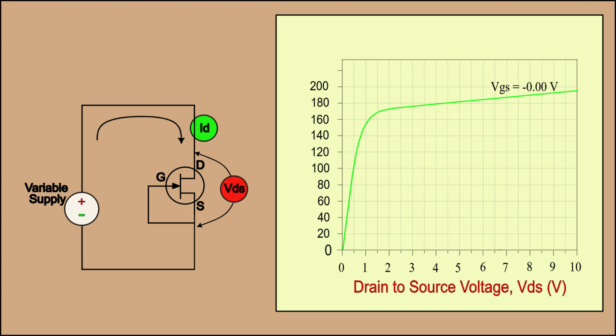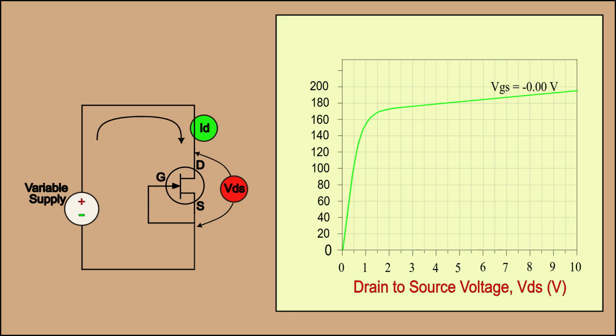The area where the curve is steep is called the ohmic region because it is like a resistor, and the area where it is shallow is called the saturation region because increases in voltage do not cause much of a change in current. This curve results when the voltage between the gate and source is zero.